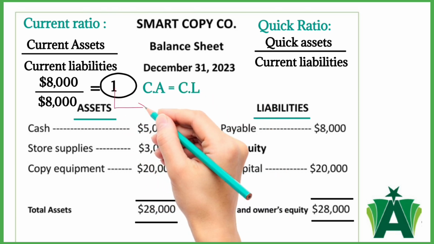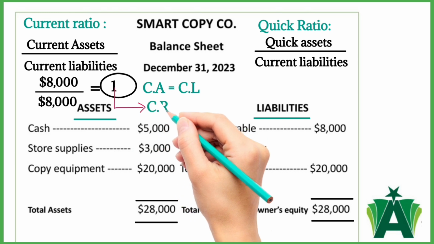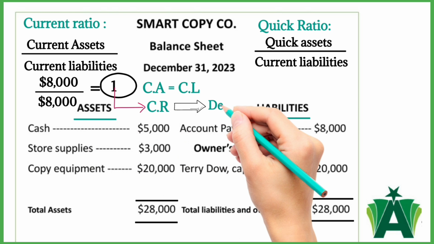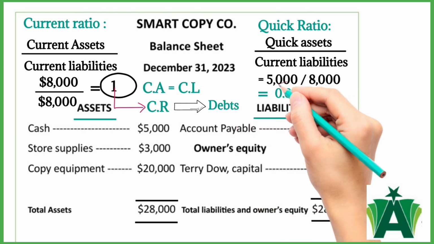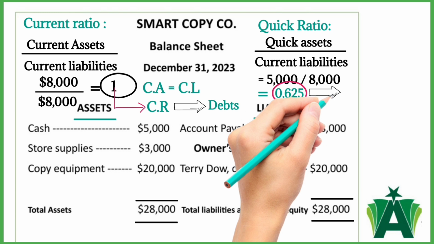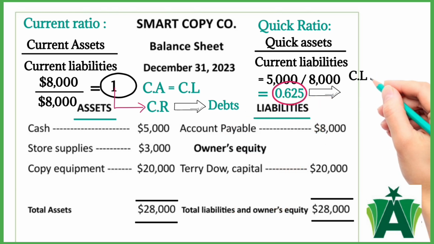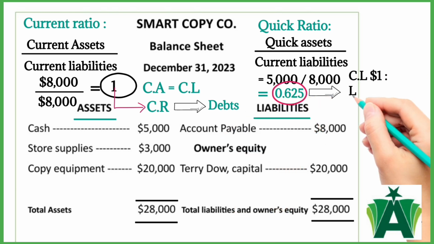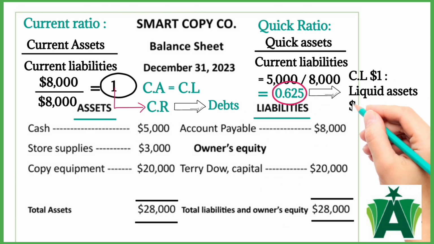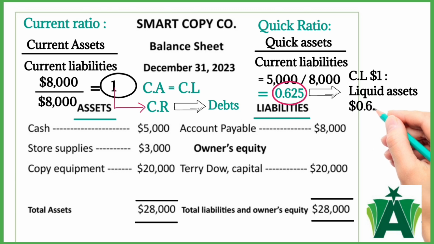If the current ratio is less than 1, this situation indicates that the company is facing challenges to meet its short-term obligations. Quick ratio is 0.625. It indicates that a company has weak short-term liquidity. This means that for every $1 of current liabilities, the company only has $0.625 in highly liquid assets that can be quickly converted to cash.